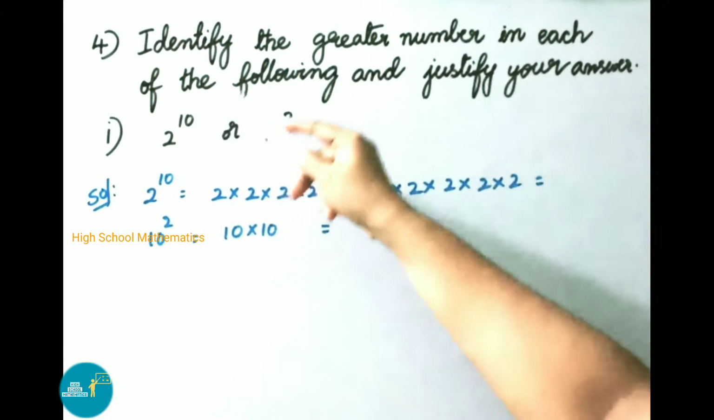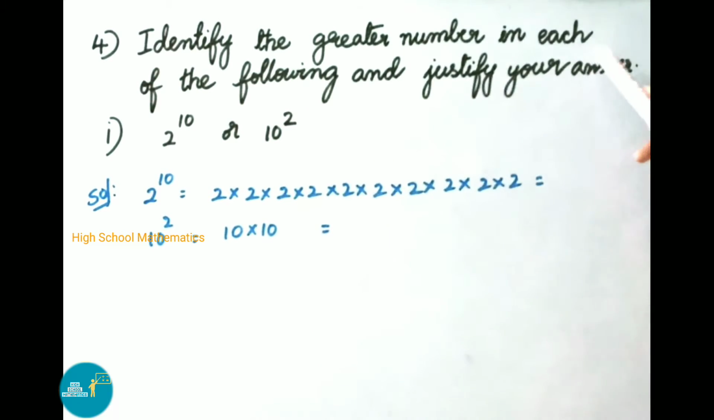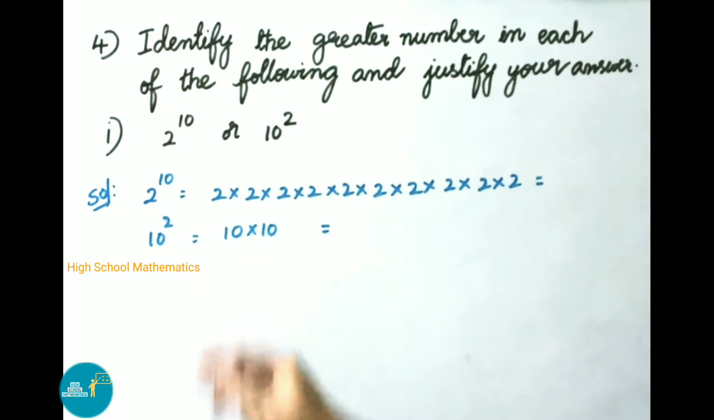Now question number 4. Identify the greater number in each of the following and justify your answer. See the first one, 2 power 10 or 10 power 2, which is greater, we have to find. Let us see the solution.